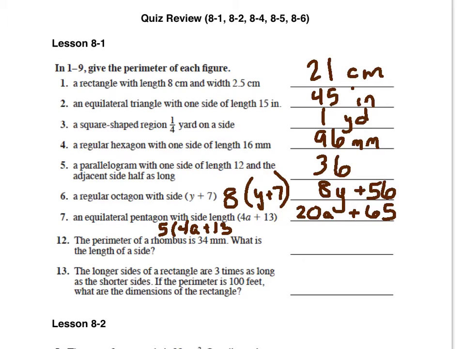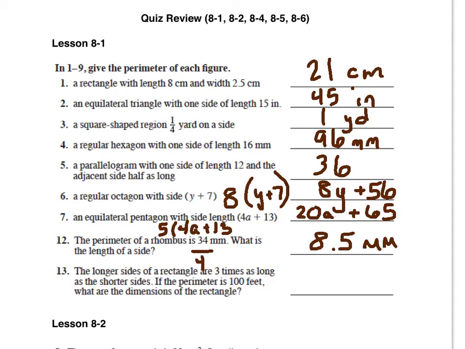For number 12, we skipped 8, 9, 10, and 11. The perimeter of a rhombus is 34. What is the length of a side? If it's a rhombus, it has 4 equal sides that add up to 34. So we simply divide 34 by 4 to figure out the length of one side. 34 divided by 4 will give us a length of 8.5 millimeters.